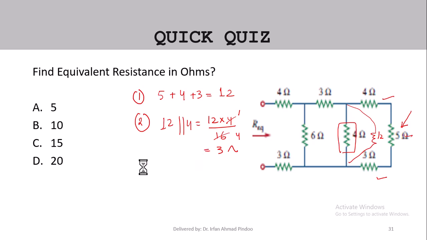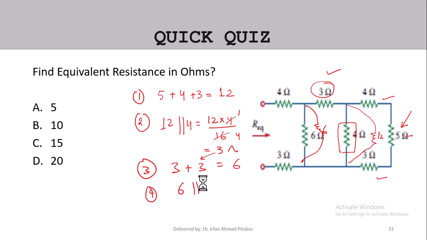Third step: once we got 3 until here, that 3 and this 3 of the remaining circuit are in series, which makes it 6. Now that 6 and this particular 6 are in parallel, so 6 parallel 6. Whenever two values are the same, the equivalent is half of that, right?